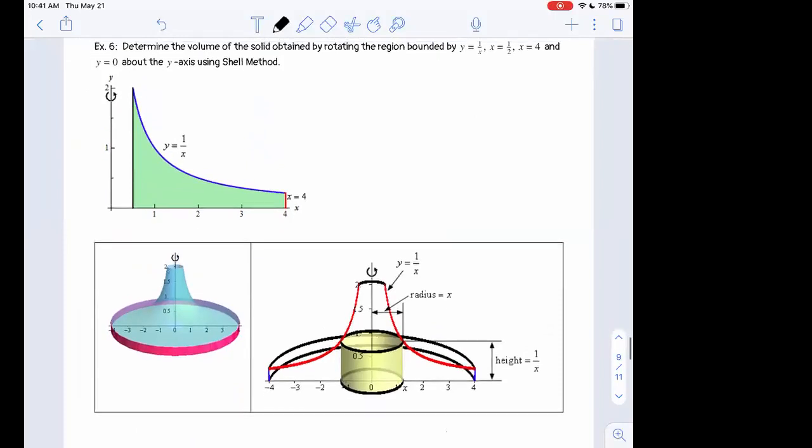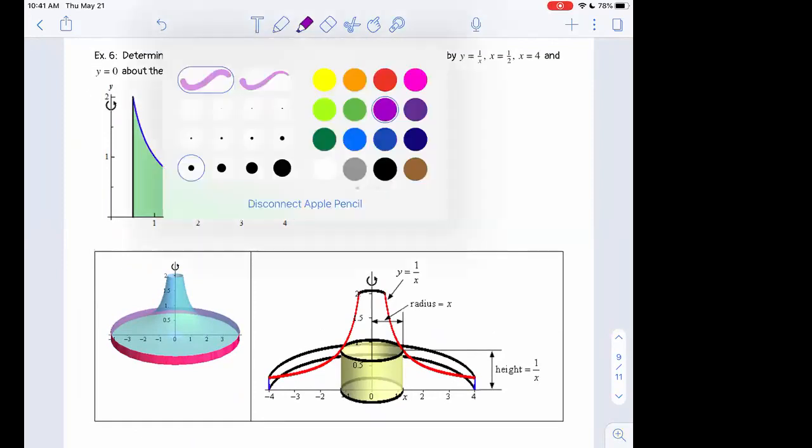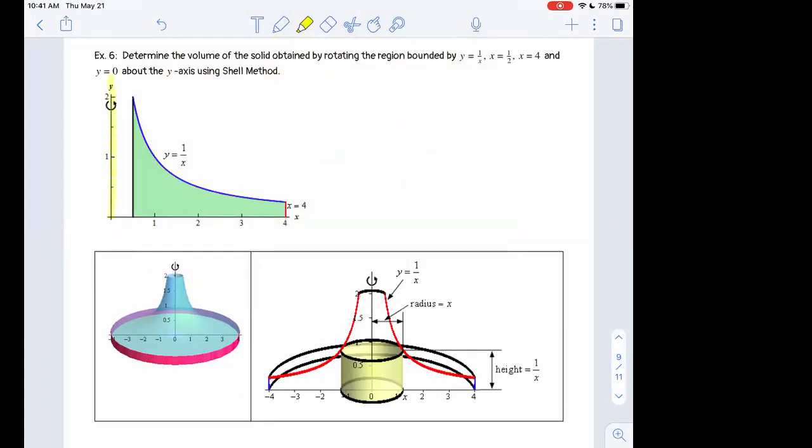All right, so question number 6. We're going to take this shape that is defined by the curve 1 over x, and we are going to set the bounds at x equals 1/2 and x equals 4 and y equals 0. So we have a fully enclosed shape. And now we're going to take this shape and rotate it about the y-axis. So our axis of revolution is where this little curly arrow is, and that is our y-axis, all right?